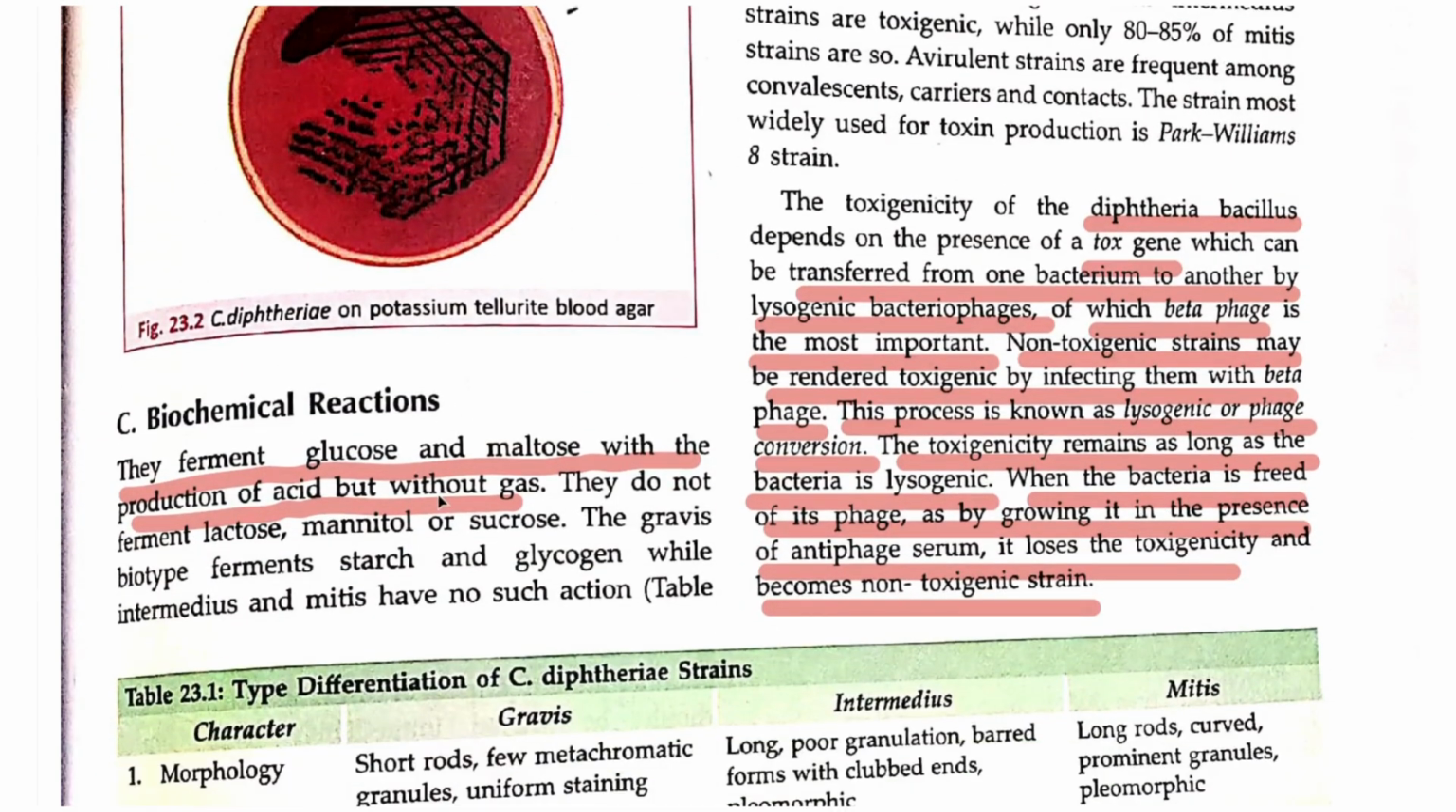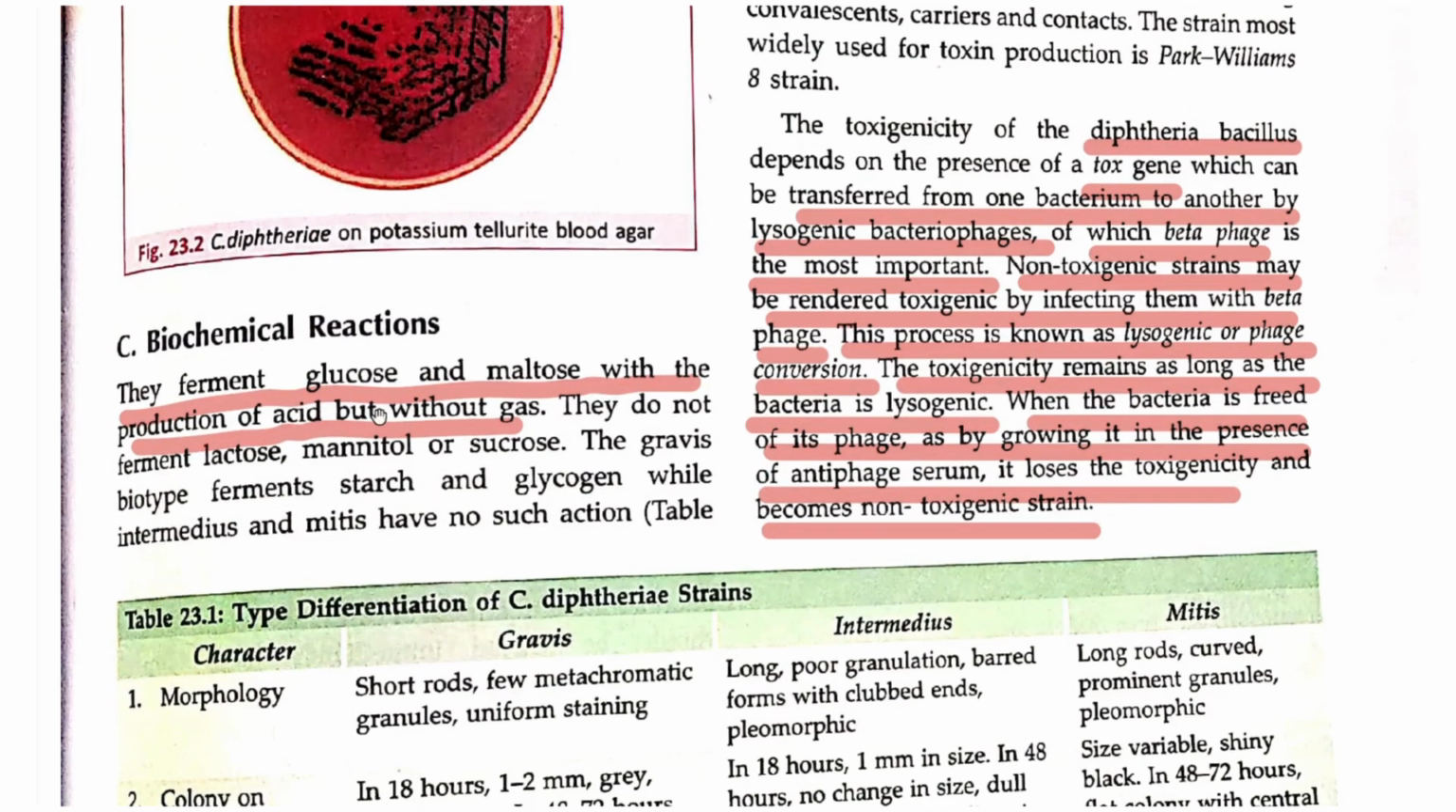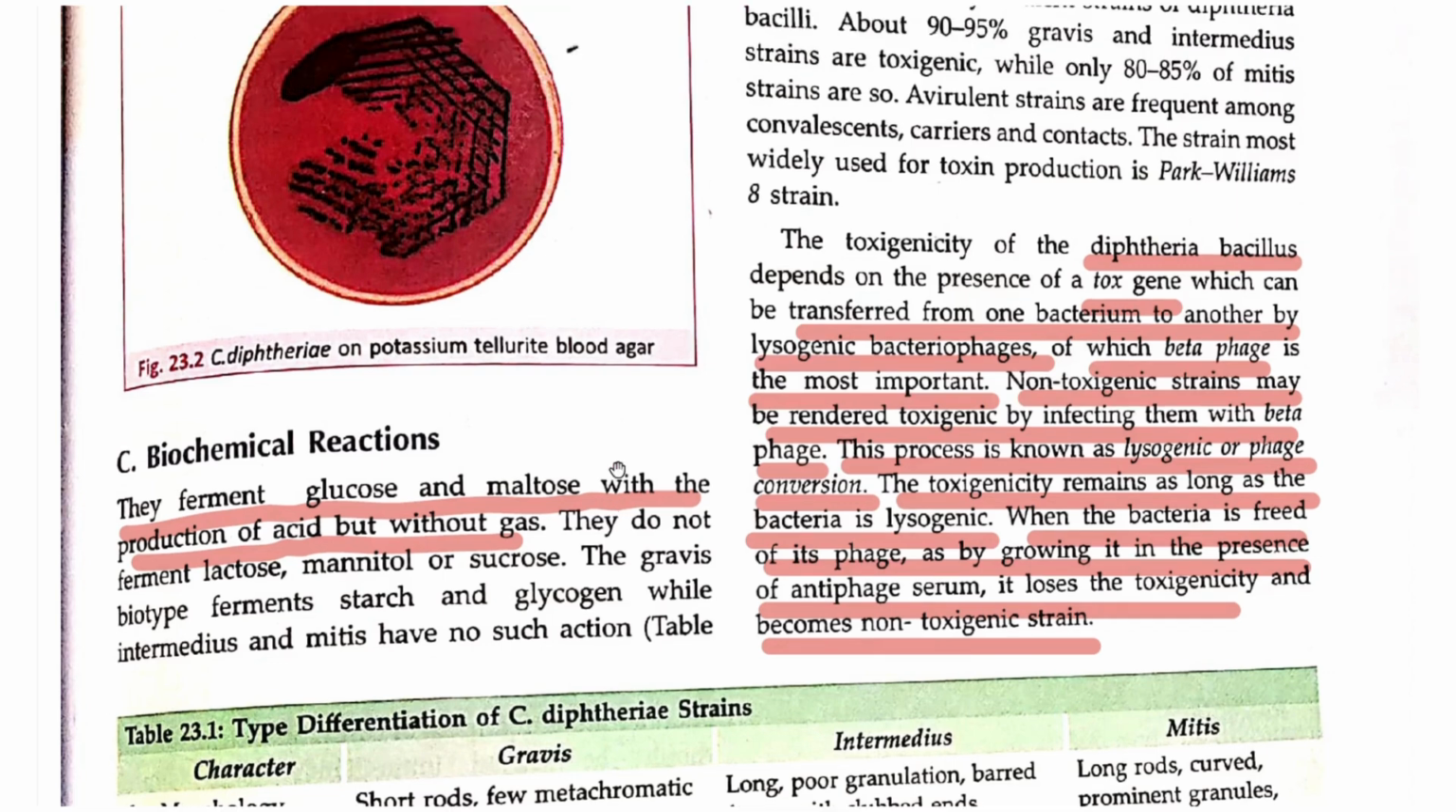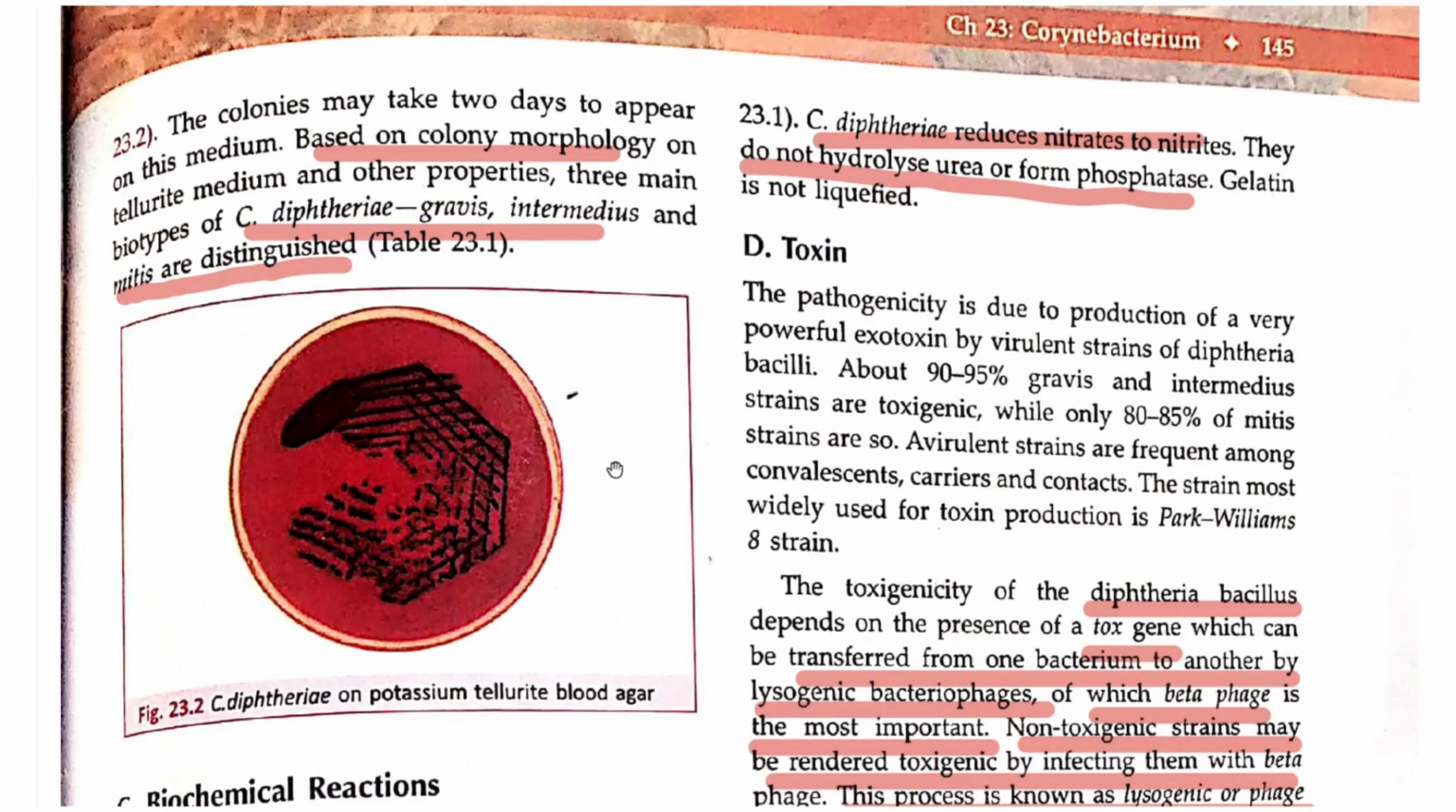Next is the biochemical reaction. They ferment glucose and maltose with the production of acid without gas. They do not ferment lactose, mannitol or sucrose, that is the C. diphtheriae. They ferment glucose and maltose but they do not ferment lactose, mannitol or sucrose. This is the only point that you will need to mention in the biochemical reaction.